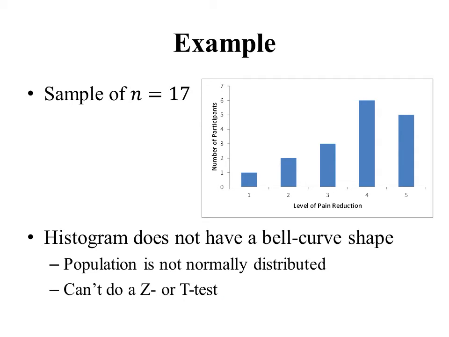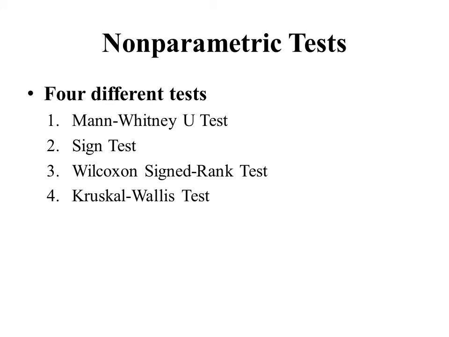And so that means we've got to do something else to analyze our data. Our requirements for our t-test are not met. So that something else that we're going to do is a type of non-parametric test. And in this chapter, we're going to talk about 4 different types of non-parametric tests. There are many more out there, but we're just going to talk about 4 of them.